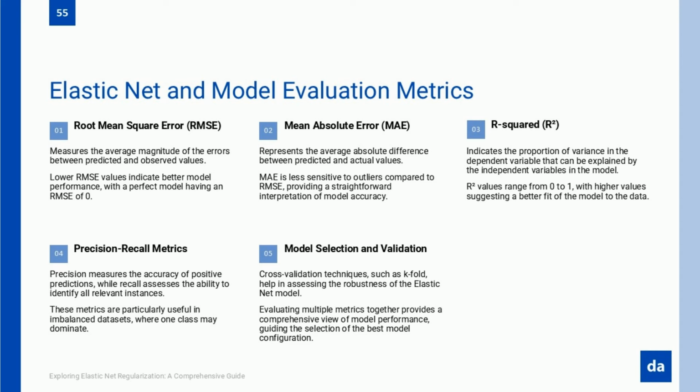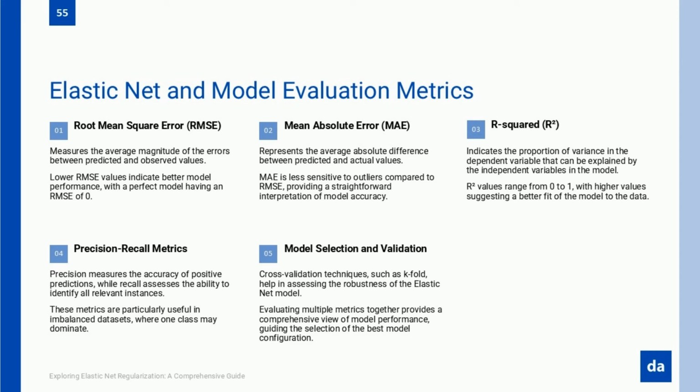If we're working on a classification problem where Elastic Net is applied in logistic regression, key evaluation metrics shift to accuracy, precision, recall, and F1 score. Accuracy measures the proportion of correct predictions, but it can be misleading if the dataset is imbalanced. Precision tells us how many of the predicted positives were actually correct, while recall measures how many actual positives were successfully identified. The F1 score balances precision and recall, making it especially useful when false positives and false negatives have significant consequences.